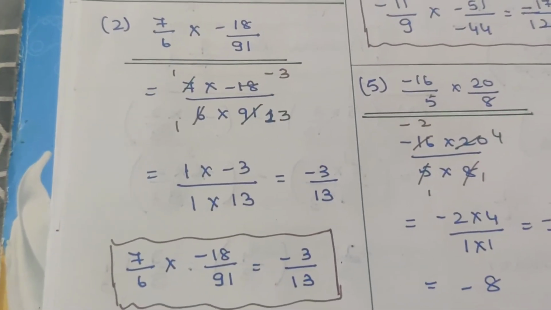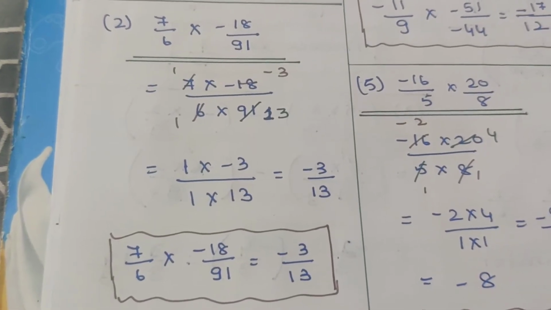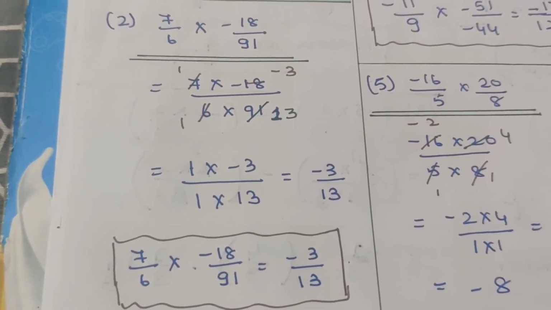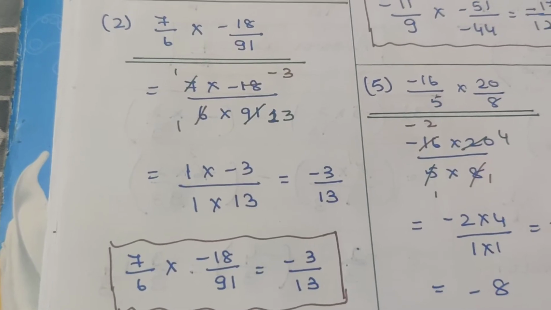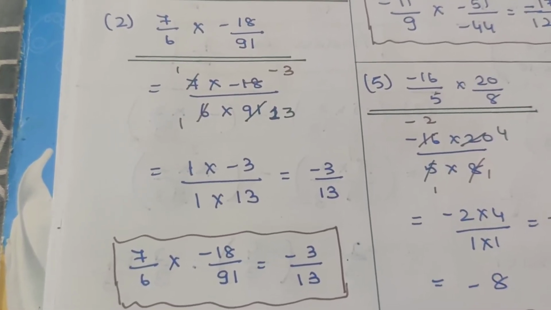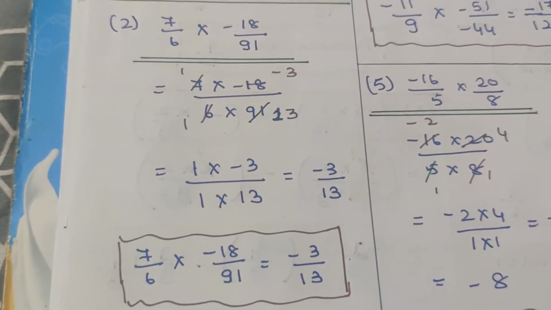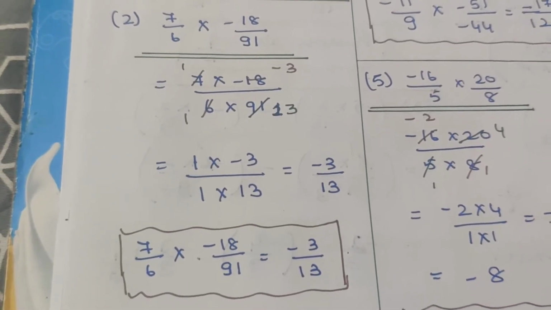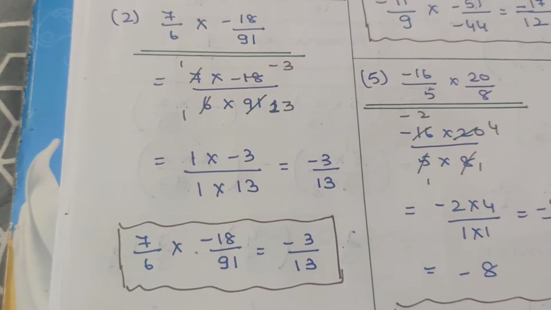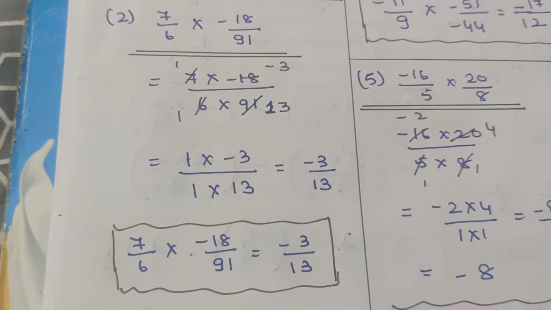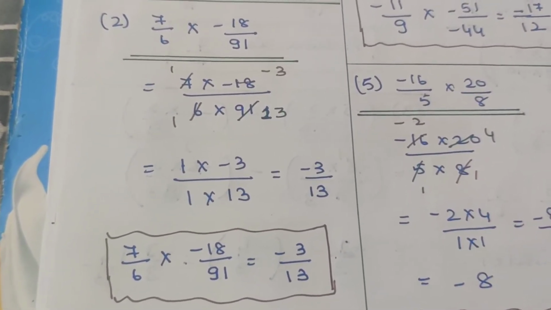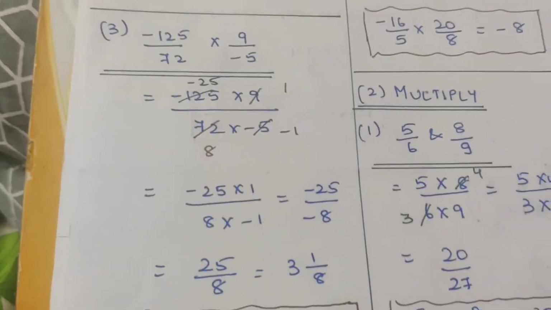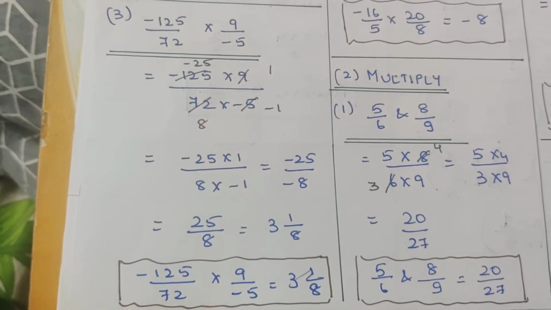Let's move on to the second one. 7 by 6 into minus 18 by 91. Again, I've used the color pencils to cross out. Please check. So this becomes 1 into minus 3 by 1 into 13. That is minus 3 by 13. Therefore, 7 by 6 into minus 18 by 91 is equal to minus 3 by 13. Hope this is clear. Let's move on to the third sum of the first question.